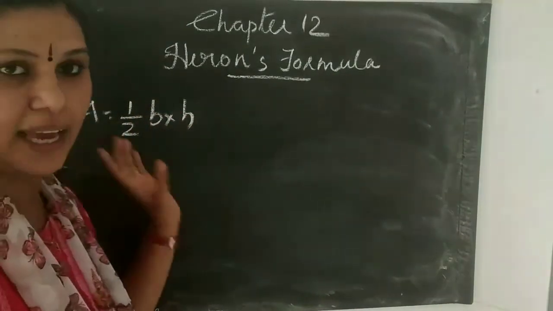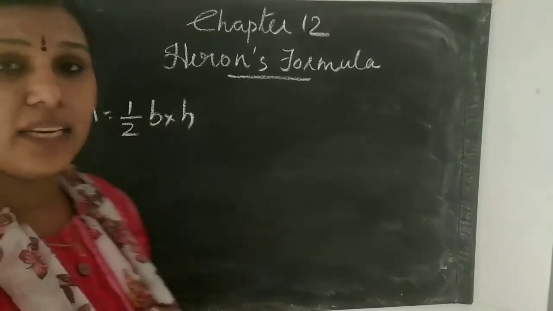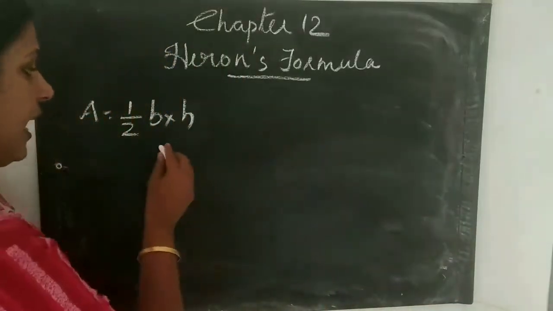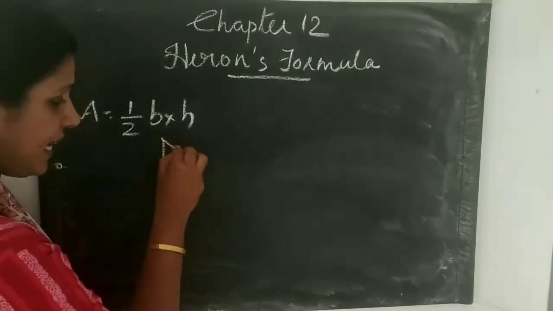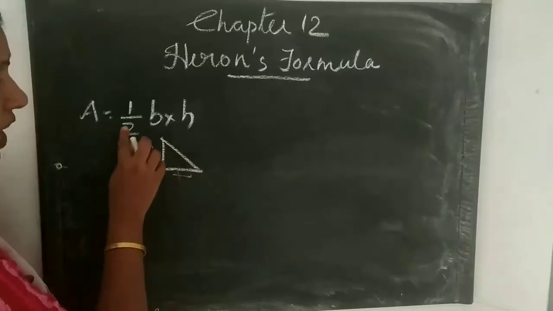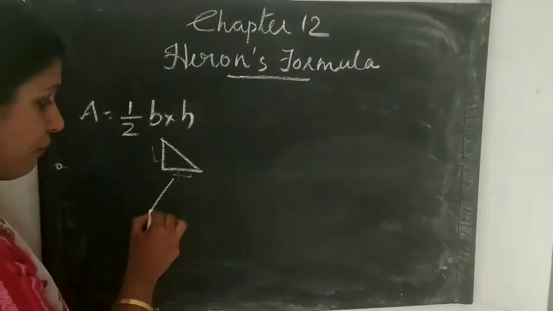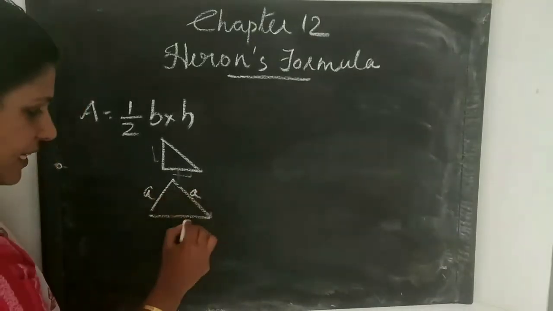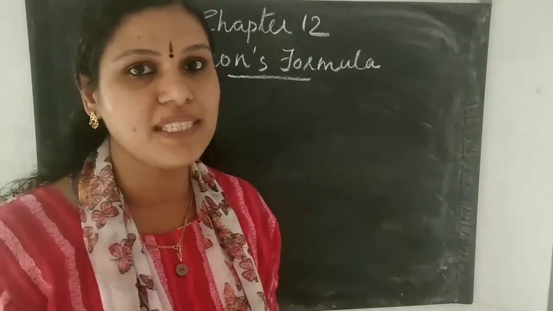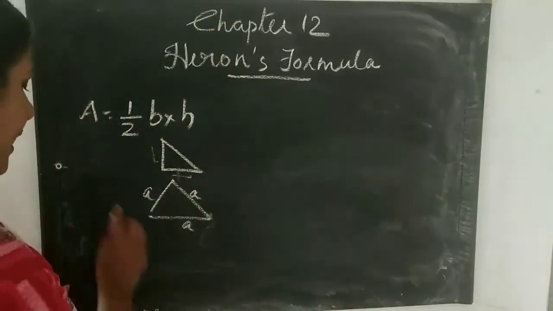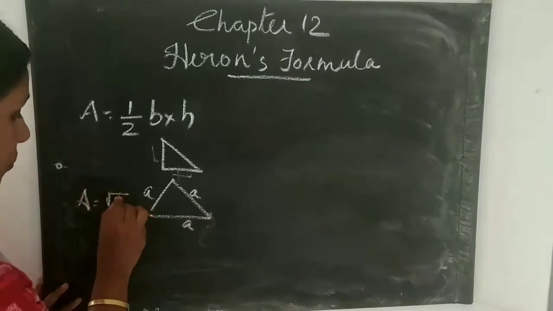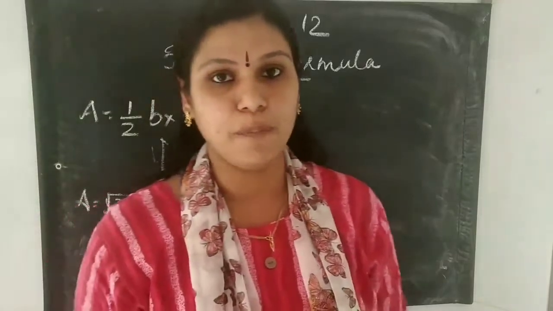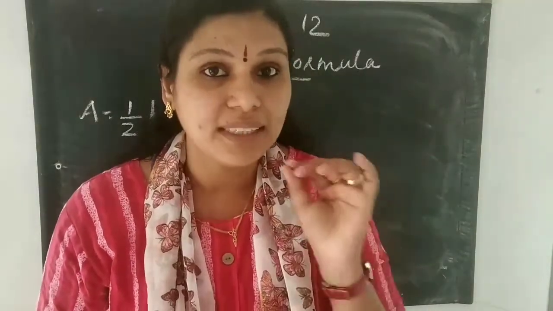That is base and height. In the case of an equilateral triangle and isosceles triangle, it is also half into base into height. And in the case of a right angle triangle, this is base, this is height, so half into base into height. What is the specialty of an equilateral triangle? All sides are equal. So its area is root 3 a square by 4. It's the area of an equilateral triangle.